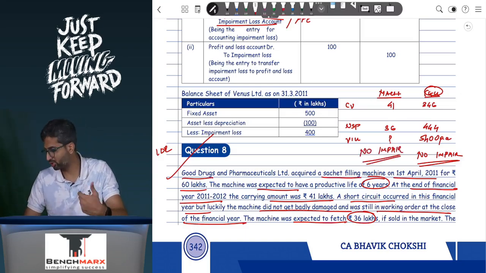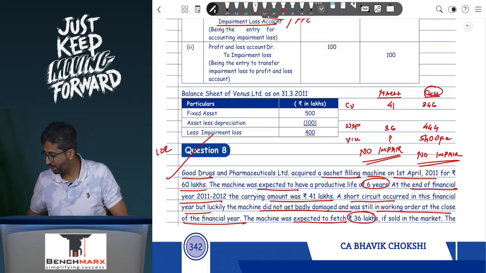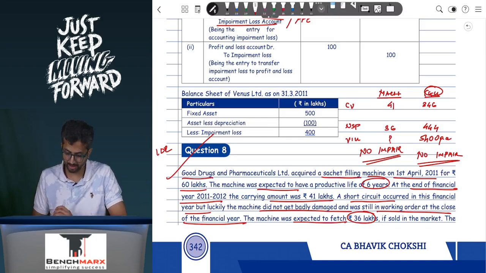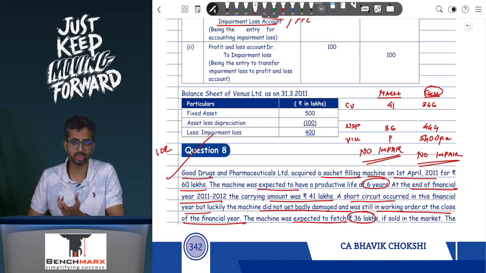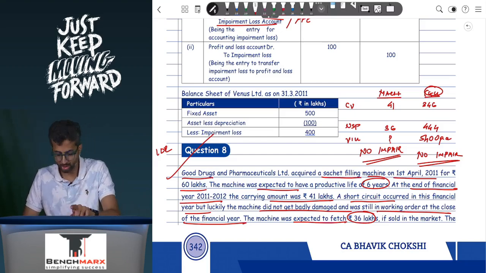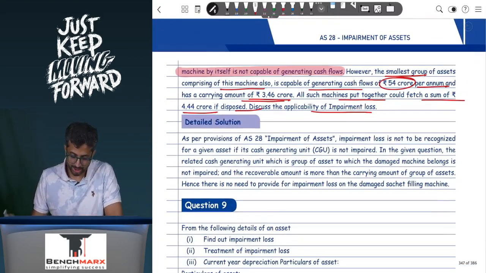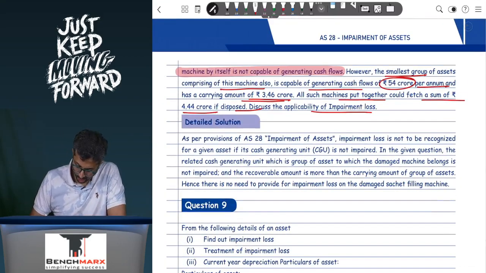For the sachet filling machine, which is a part of the CGU, you will have to calculate the impairment loss, and that impairment loss cannot be directly calculated because the value in use is not possible. So you go to the CGU level, and at the CGU level you will compare the carrying value with the recoverable value. So over here, we will say that there will be no impairment loss.